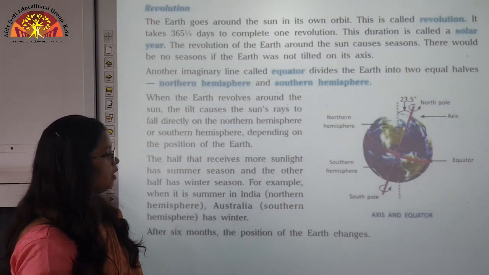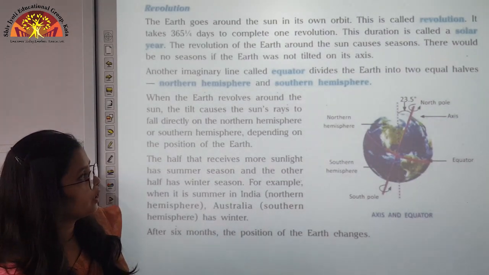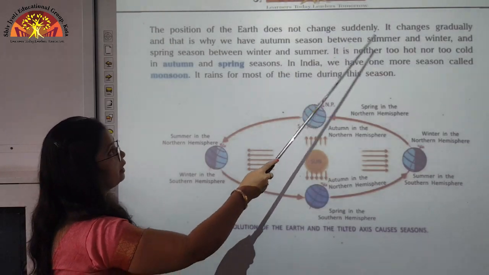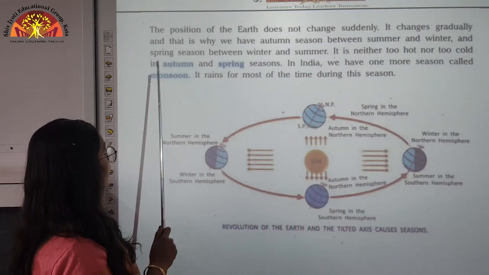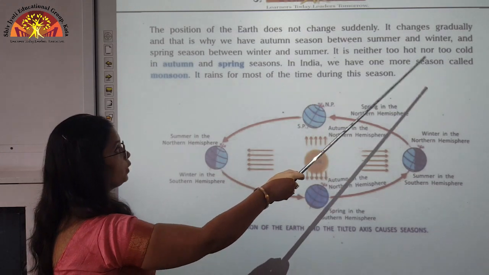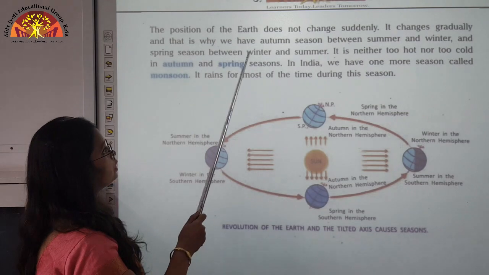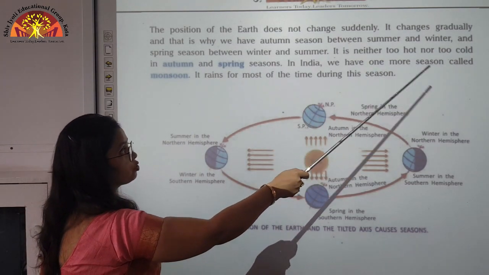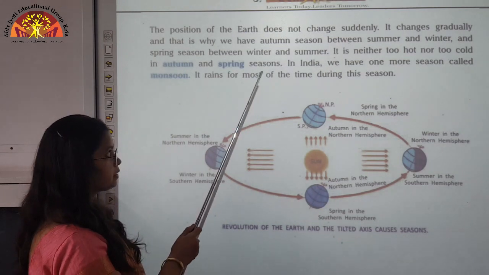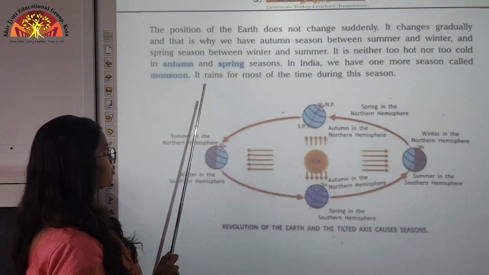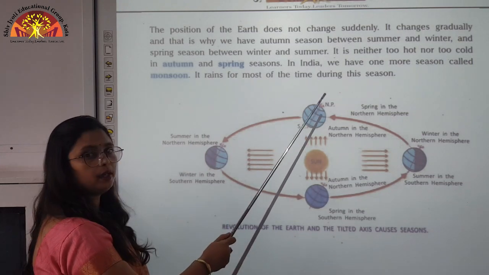After 6 months, the position of earth changes. Now the position of the earth does not change suddenly, it changes gradually, and that is why we have autumn season between summer and winter and spring season between winter and summer. It is neither too hot nor too cold in autumn and spring seasons. In India, we have one more season called monsoon. It rains for most of the time during this season.